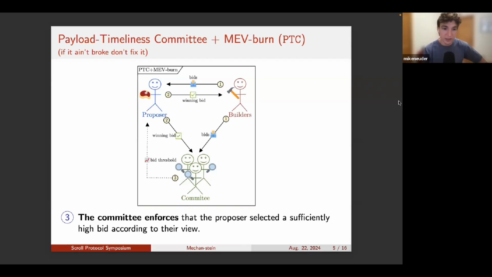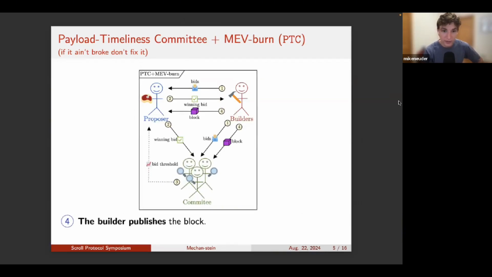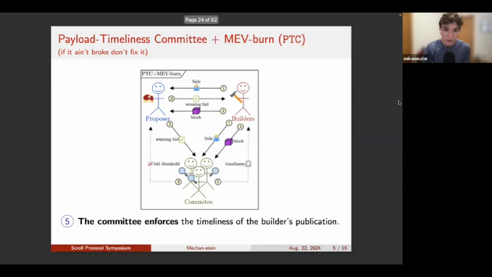So this eliminates the bypassability because the committee enforces the bid is used, and the builders are protected by this fact. The builders say, hey, if I submit a bid and it's the highest bid, it should win, and the committee helps enforce that. Step 4 is the block getting published. This is the reveal part of the commit reveal. So the proposer commits, the builder reveals, and this is the happy path. Obviously, there's some amount of detail here that we're glossing over, but the point is that this block gets published, and the last step involved here is the committee enforcing the timeliness of the builder's block.